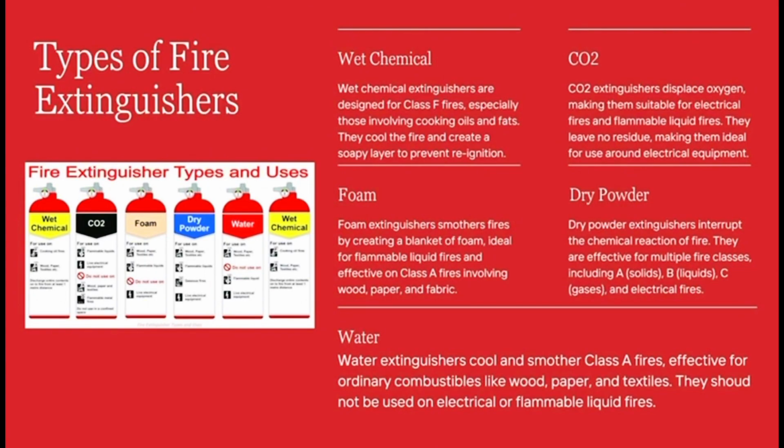Fourth, dry powder. Dry powder extinguishers interrupt the chemical reaction of fire. They are effective for multiple fire classes, including A, which is solids, B, which is liquids, C, which is gases, and electrical fires. And finally, water. Water extinguishers cool and smother Class A fires, effective for ordinary combustibles like wood, paper, and textiles. They should not be used on electrical or flammable liquid fires.